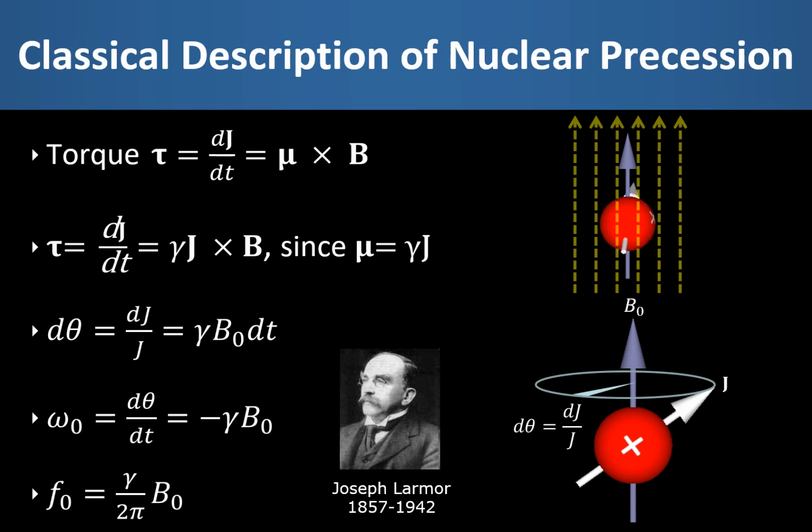Larmor worked in an era when the basic structure of the atom was still being discovered and quantum mechanics had yet to be developed. His famous equation of 1897 was unrelated to NMR, as this phenomenon was still several decades away from being discovered.